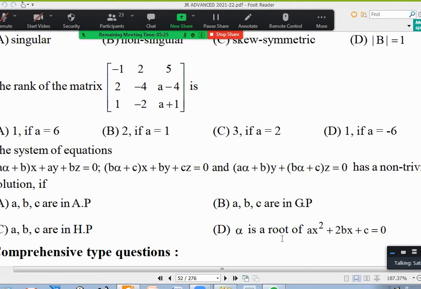The determinant I am getting is A alpha plus B, A and B, B alpha plus C, B and C, and A alpha plus B. There is no XYZ in this. X is not there. Then 0, A alpha plus B, and B alpha plus C. That is 0.